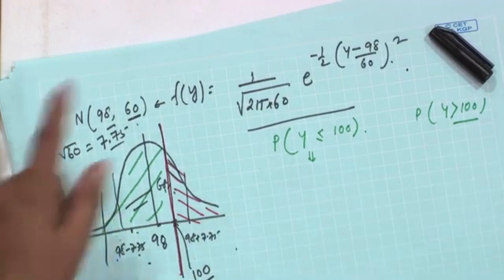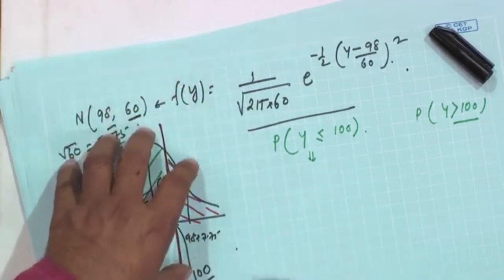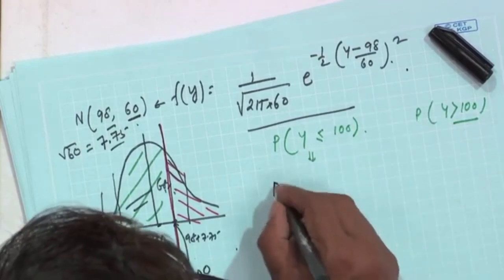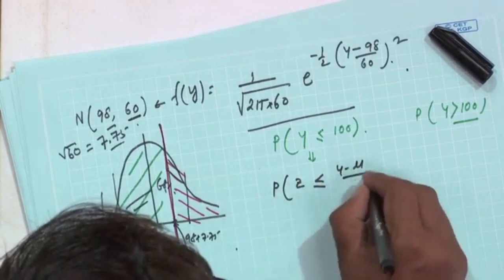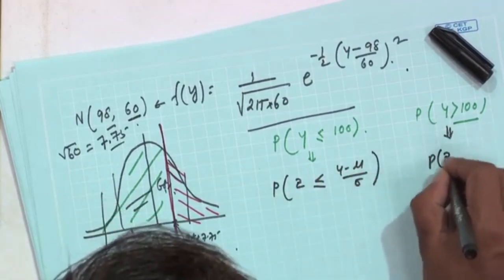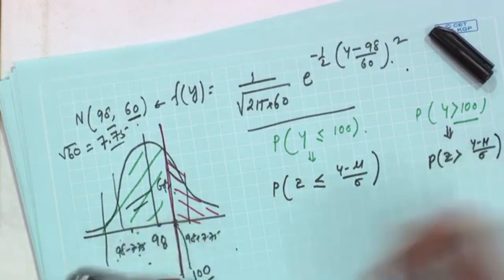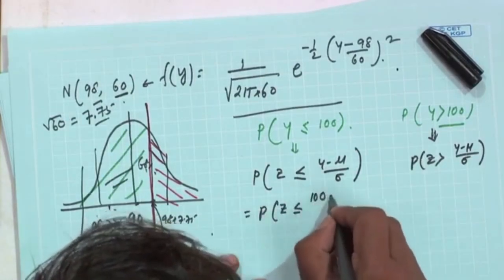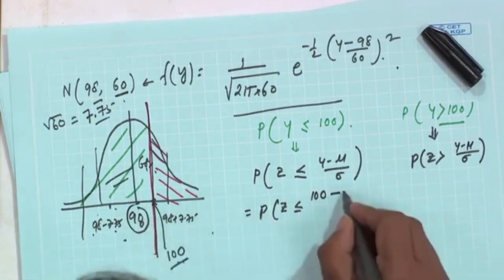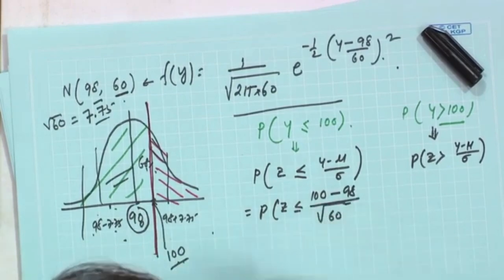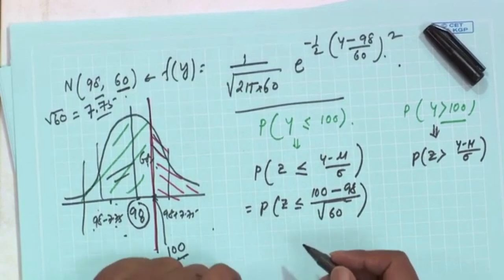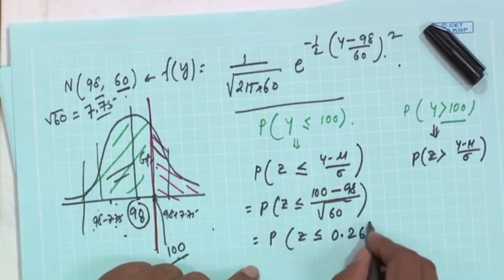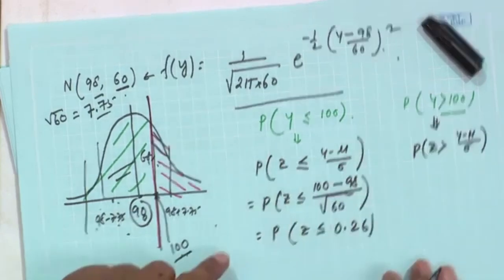Then you have to use the standard normal table, which is available. So, you convert this to z. If I want this in terms of z, this is nothing but the probability that z is less than or equal to (y minus mu y) by sigma, or here it will be the probability that z is greater than (y minus mu) by sigma. So, what is the y value here? The y value is 100. What is your mean value? Mu is 98. What is the sigma value? Root over 60. And this value ultimately comes out like this: P(z less than or equal to 0.26).